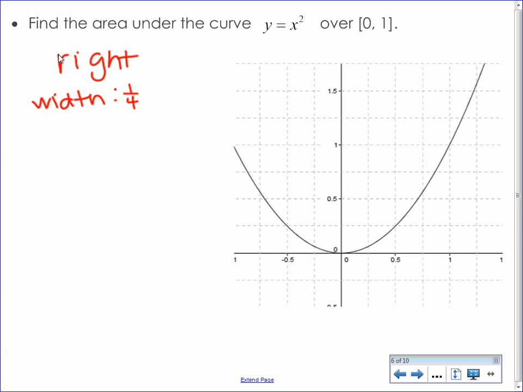So between 0 and 1/4, the right side will sit on the curve. And we decided that this coordinate right here was 1/4, 1/16. Between 1/4 and 1/2, the right side sits on the curve, and we decided that that was 1/2, 1/4. Between 1/2 and 3/4, the right side sits on the curve. 3/4, 7/16.